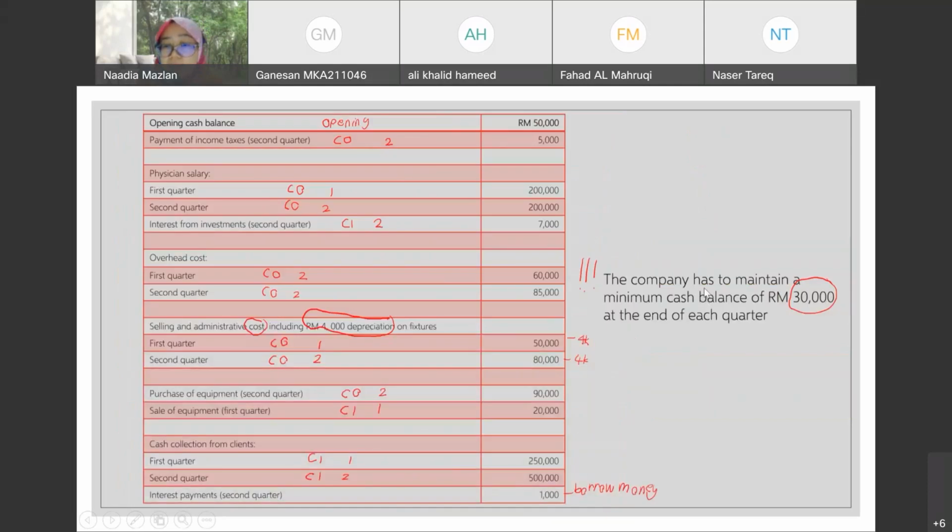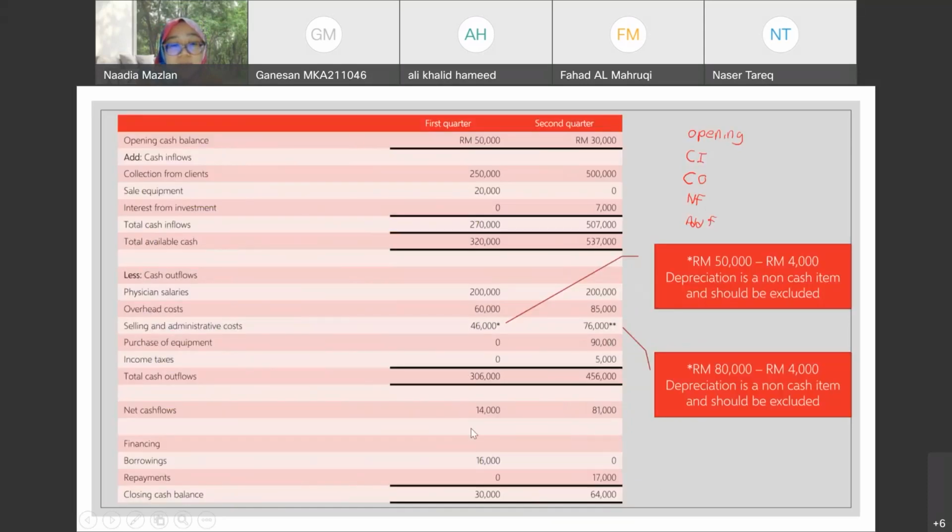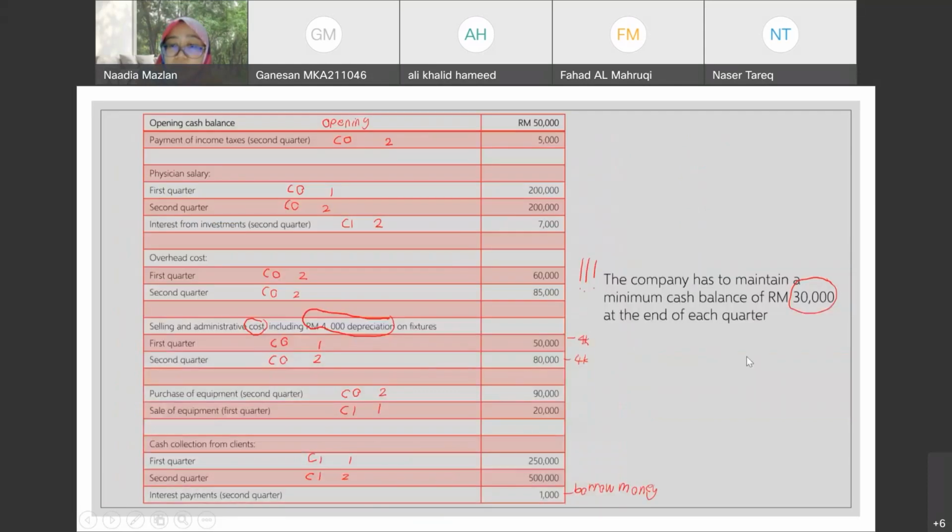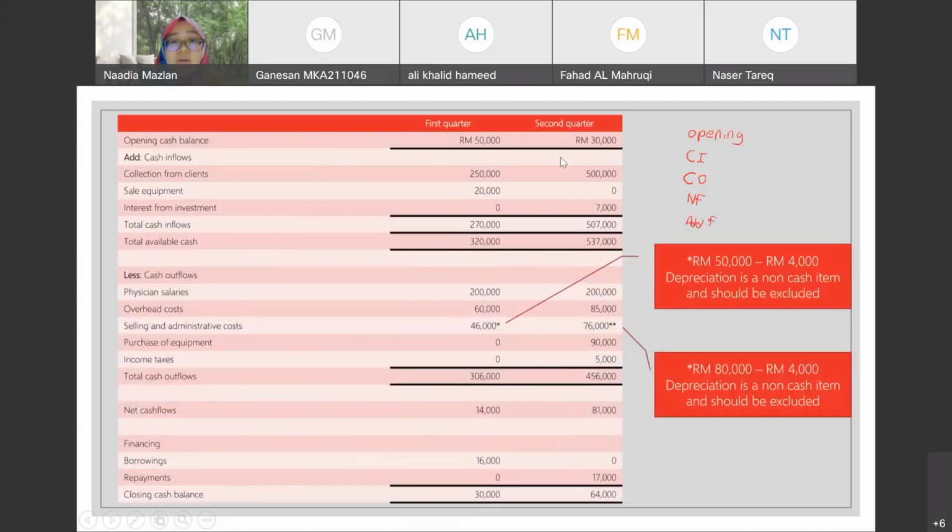Now, in order to calculate net cash flow, 320 minus 306, you got 14,000. However, remember the company has to maintain a minimum cash balance of 30,000. So that means they have to borrow another 16,000. This is borrowing. Okay, no need for financing, no need for repayment yet. So now 14,000 plus 16, you get 30,000, because you must have 30,000.